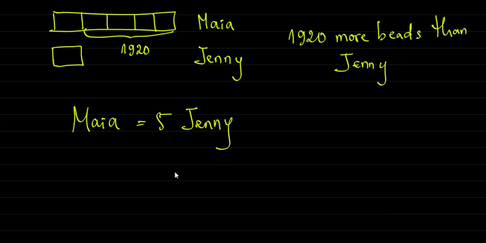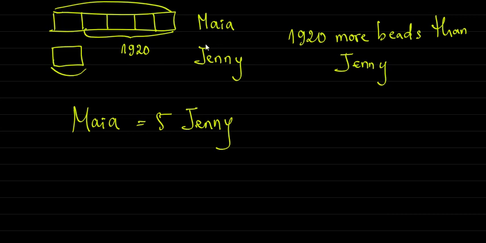5 times Jenny. Get it? So you could see that 5 unit and this 1. So then you could see 1 and 1. So that means Jenny might should have 4 more unit to complete in order to make her bits equal to Maya.